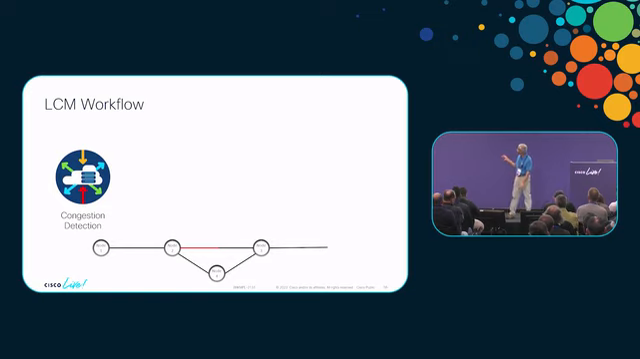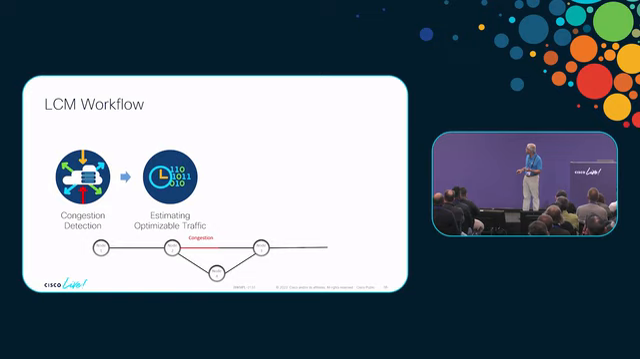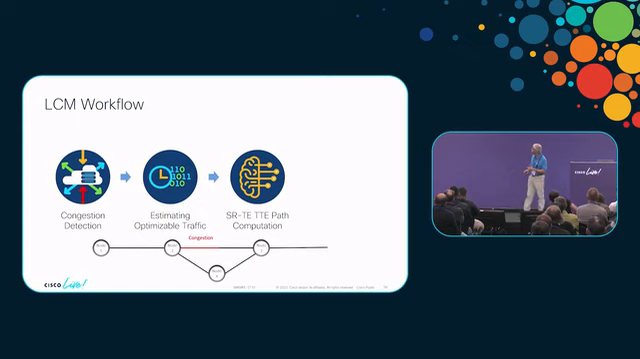So basically, when we detect congestion on this link 2 to 3, we can compare it against a threshold. And once we detect the congestion hitting a threshold, we can figure out how much traffic can be moved off the link, right? And then we do what we call a path computation to figure out which path has bandwidth available to move this traffic. And then we create paths.